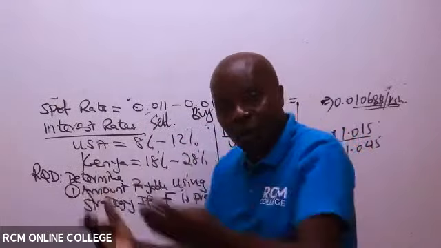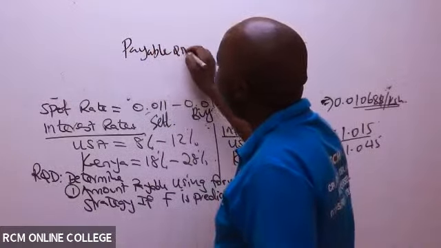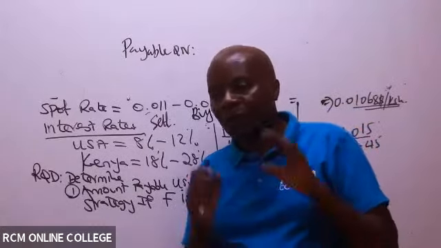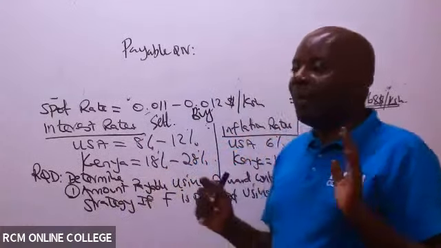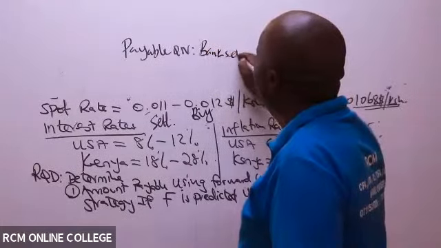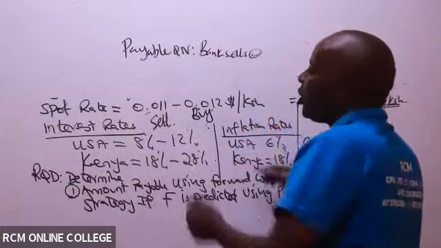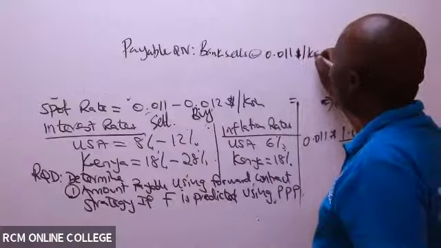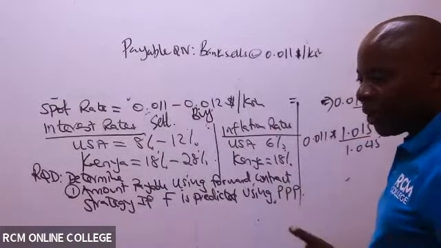So it's a payable question. And if it's a payable question, what will be the role of the bank? The bank sells. So in this case here, the bank sells. And that is why we chose this selling rate of $0.011 per K, because this is the selling rate. So now, Lizzie, are we together?